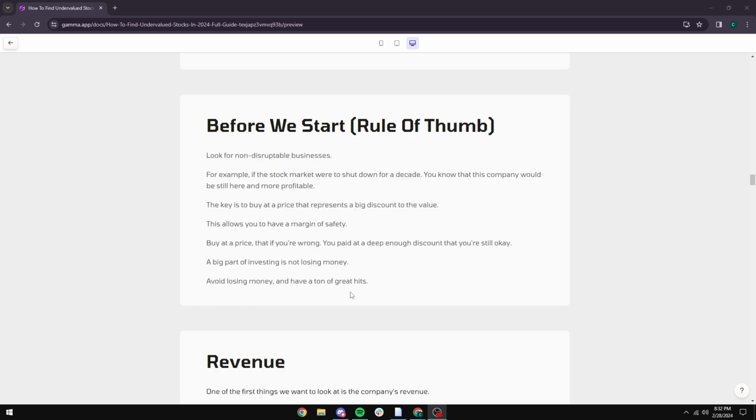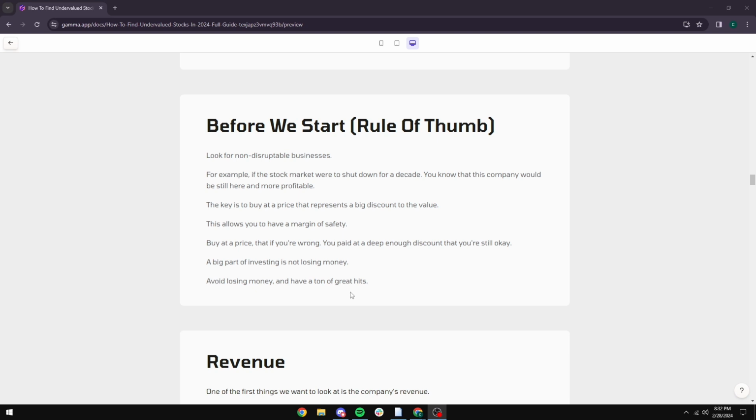Before we start, here's the rule of thumb: I want to look for non-disruptable businesses, or as much as it can be. For example, if the stock market were to shut down for a decade, you know that this company would still be here and still be profitable. The key is to buy at a price that represents a big discount to its value. This allows you to have a margin of safety. Buy at a price that even if you're wrong, you paid at a deep enough discount that you'll still be okay and even be profitable.